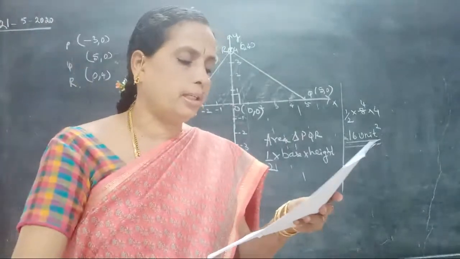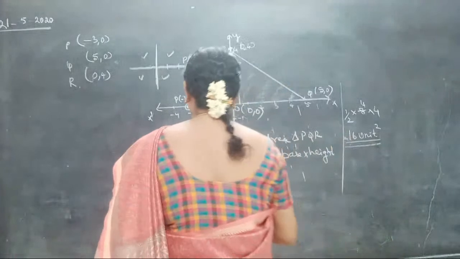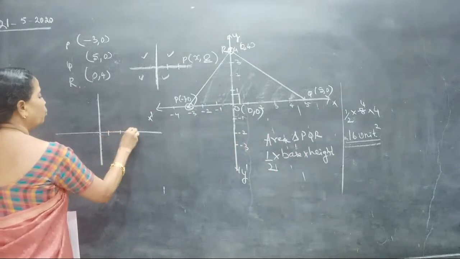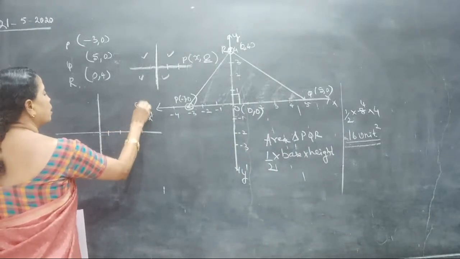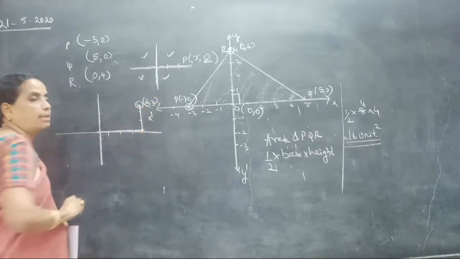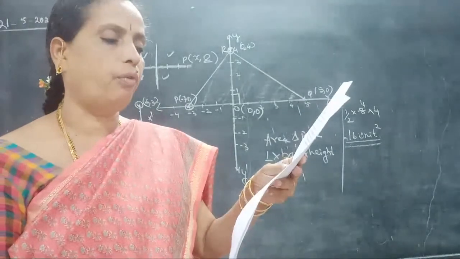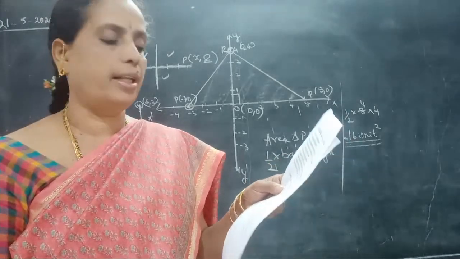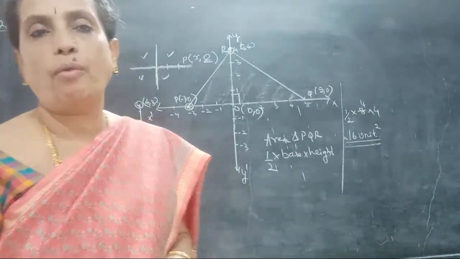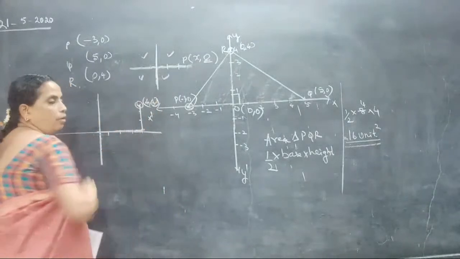The perpendicular distance of the point (4, 3) from the x-axis. How will you locate the perpendicular distance? 1, 2, 3, 4, then 1, 2, 3. This is (4, 3). The perpendicular distance from the y-axis is the x-coordinate. Here the x-coordinate is 4. So from the x-axis it is not 4 units. Yes, it is 3. From the x-axis it is 3, and from the y-axis it is 4.